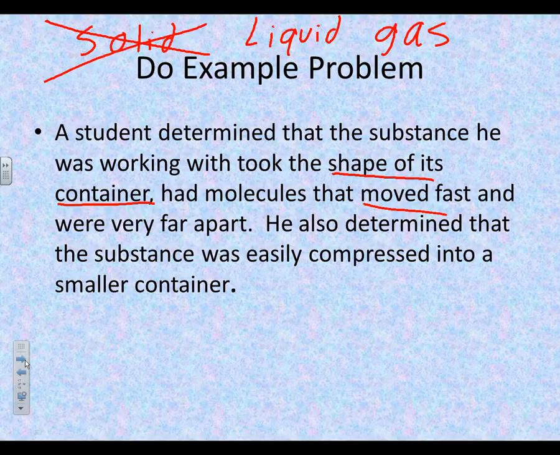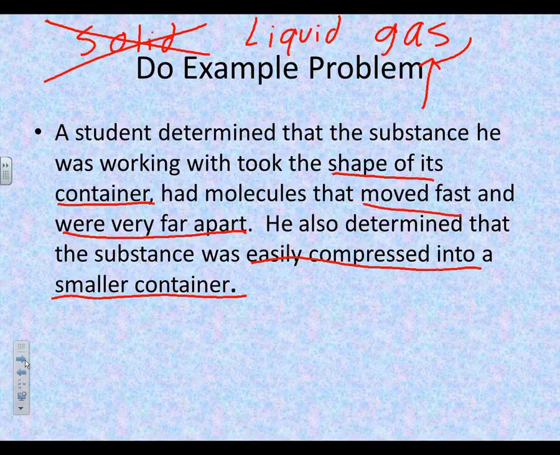Molecules moved fast and were very far apart. Okay? Right now you should be kind of thinking gas, but you may still be borderline between gas and liquid. But then the final statement, he determined that the substance was easily compressed into a smaller container. That, without a doubt, shows you that it has to be a gas, even though you could have figured it out by the second statement. So here's your answer. The answer is gas.